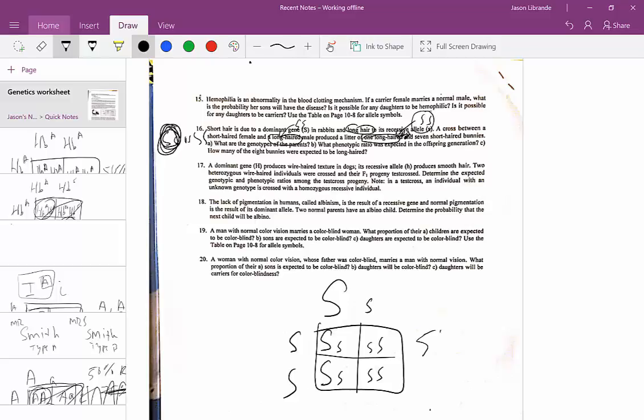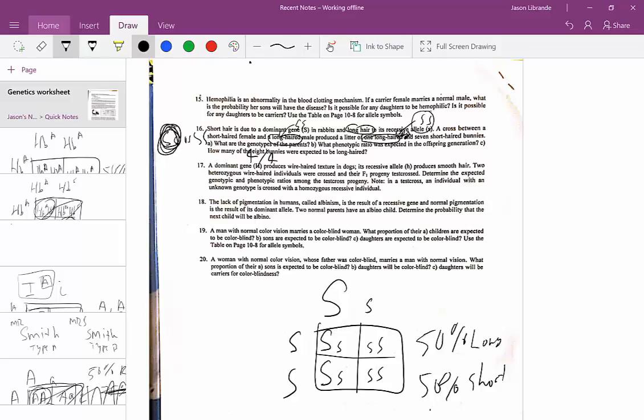So here we were expecting 50% long hair, 50% short. So it looks like their offspring are a little bit different from what we were expecting. They got 1 long hair and 7 short haired. So I already figured out the genotypes of the parent from the question. What is the phenotype ratio that's expected? So we were expecting 4 long-haired and 4 short-haired, but that's not what we got.